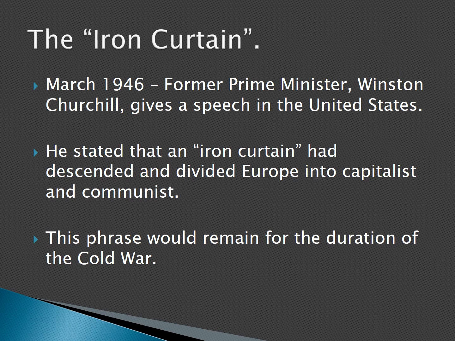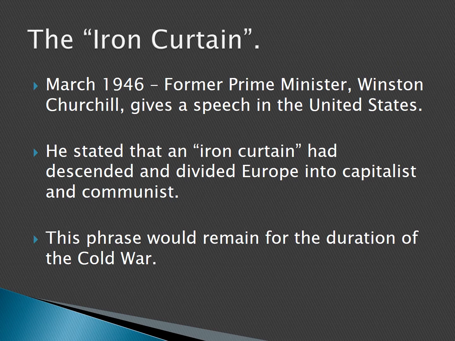So the Iron Curtain. In March 1946, former Prime Minister Winston Churchill gives a speech in the United States. He stated that an Iron Curtain had descended and divided Europe into capitalist and communist, and that is what that map shows you in the beginning, the division between the capitalist countries and the communist countries, the communist being the red countries and the capitalist countries being in blue. And this phrase, the Iron Curtain, is going to remain for the duration of the Cold War, and it's going to represent this division between communism and capitalism, the United States and its allies against the Soviet Union and its allies as well.